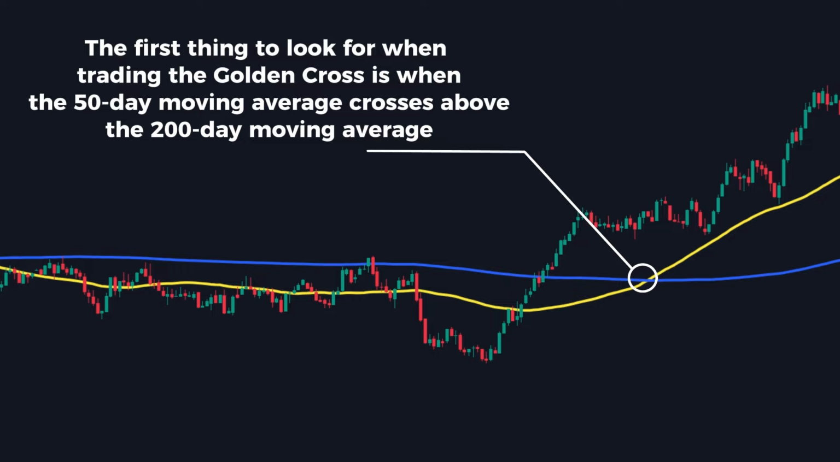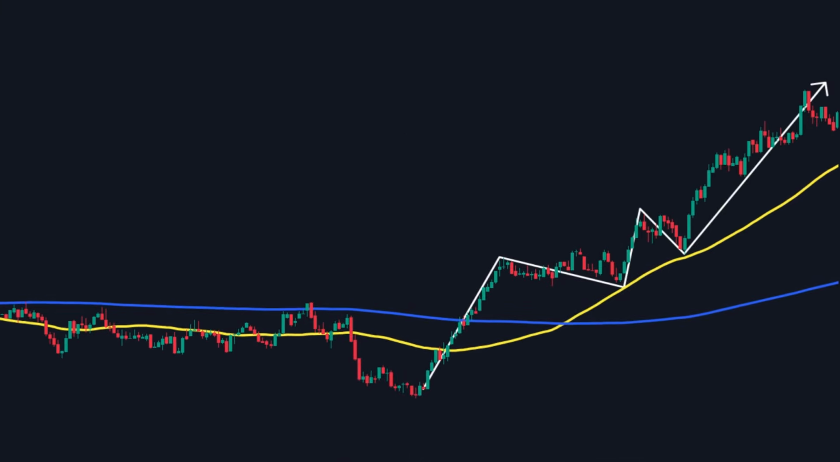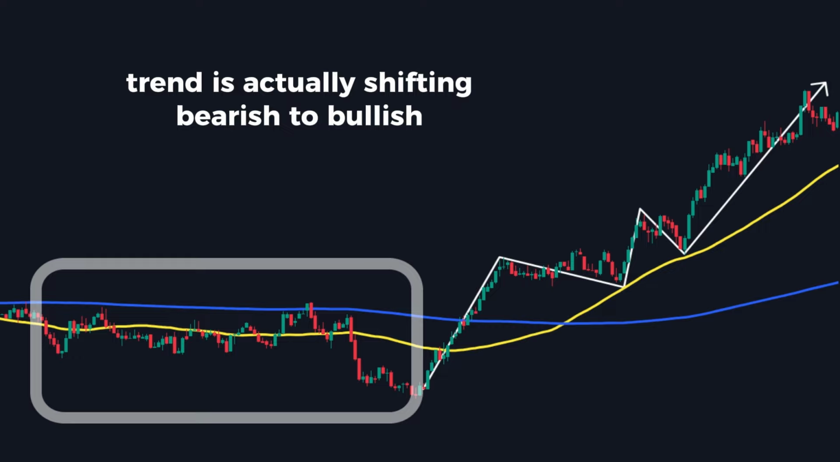This process is gradual, and the Golden Cross doesn't happen instantaneously. Keep a close eye on the chart, especially on pairs that show signs of consolidation or a market shift. It's crucial to watch for the crossover to confirm that the trend is actually shifting from bearish to bullish.